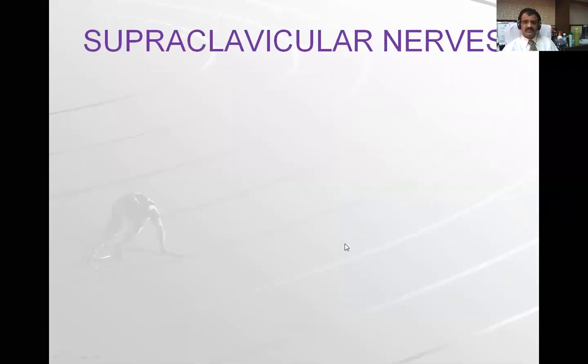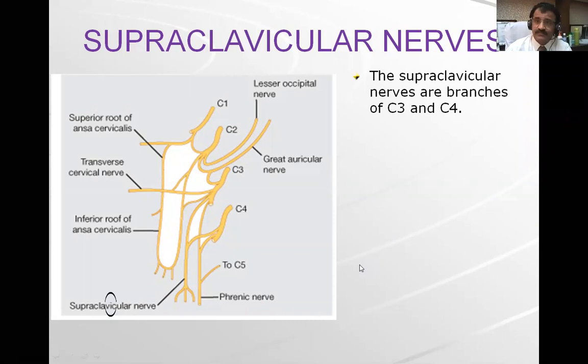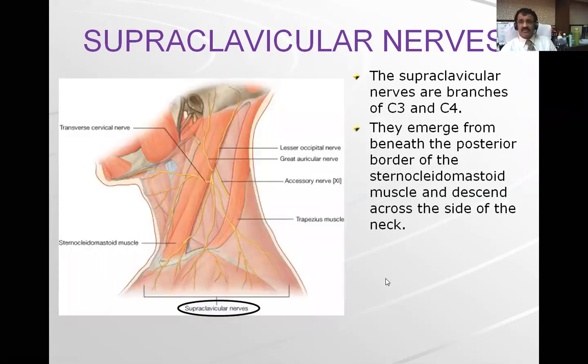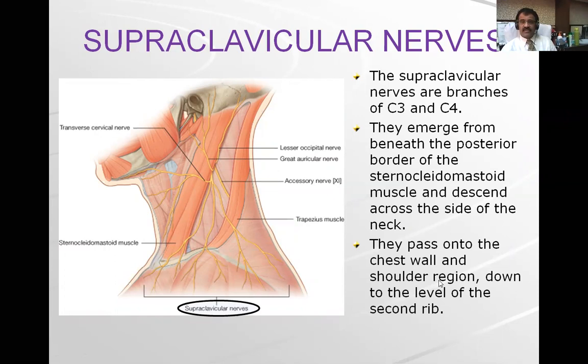Supraclavicular nerves. Let us see the supraclavicular nerves through this image. Here you can see the supraclavicular, above the clavicle, so they are called as supraclavicular nerves. Supraclavicular nerves are branches of C2, C3 and C4. They emerge from beneath the posterior border of the sternocleidomastoid muscle here and descend across the side of the neck. They pass onto the chest wall and shoulder region and down to the level of the second rib.